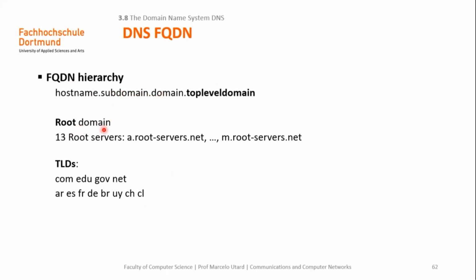Root domains, in fact, there are several root servers. For instance, a.rootservers.net until m.rootservers.net. Those are the main zones that administer what we call the top level, the root domain. And behind the root domain, we have the top level domains.